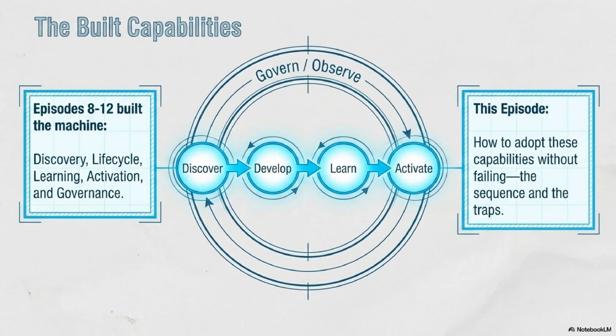Quick recap, 30 seconds. Over the last 5 episodes, we built the machine. Discovery captures how the institution actually works. A development lifecycle governs change. Learning loops promote experience into tested knowledge. Activation delivers it to every consumer. And governance keeps quality. Drift, lineage, versioning, and approval live across all of it. That's the what. This episode is the how to adopt, the sequence, and the traps.